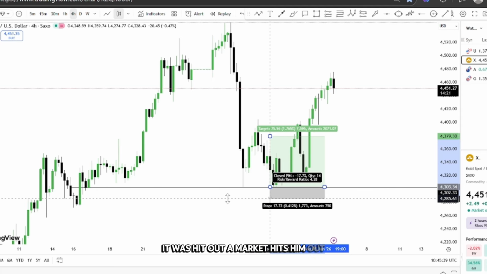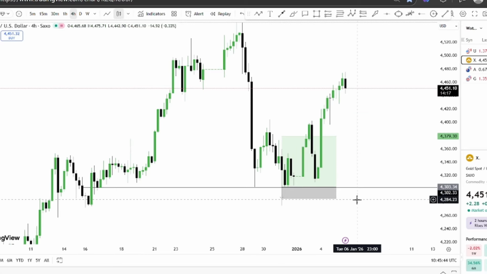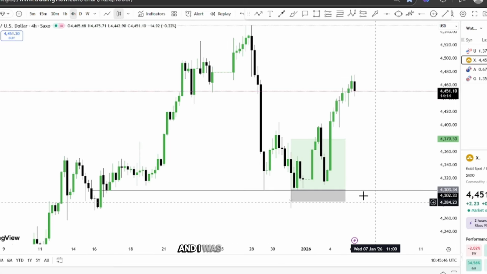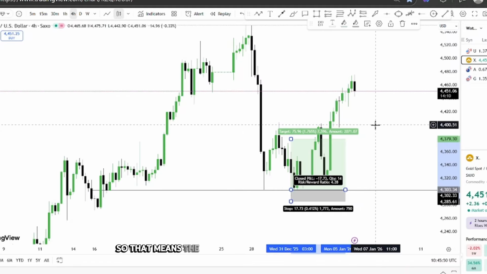The market hit him out. Then he entered again, and the market hit him out. It was the third time that he won the trade. So he was doing stuff like that, and I was so uncomfortable because that's not my pattern of trading. So that means the guy was using the anticipation entry. Okay, so what does it mean?